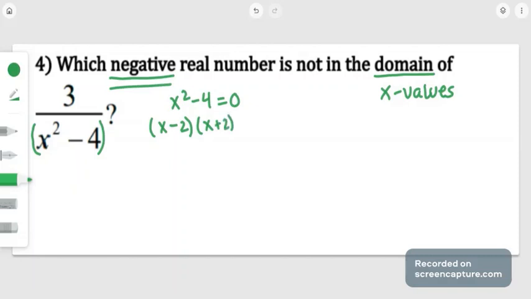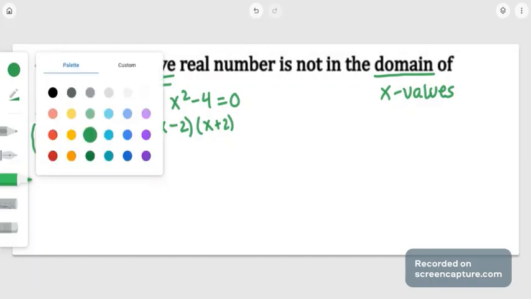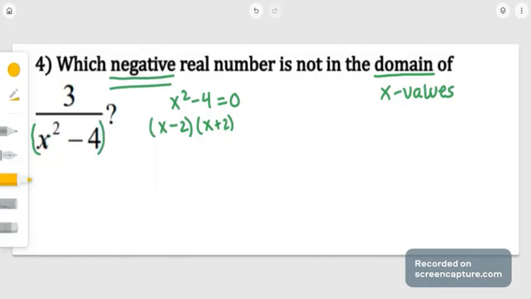Now we need to solve for x in order to find the value of x. So we're going to set each expression alone and equal it to 0. So it will be x minus 2 equals 0. Move 2 to the other side. It will be x equals 2.